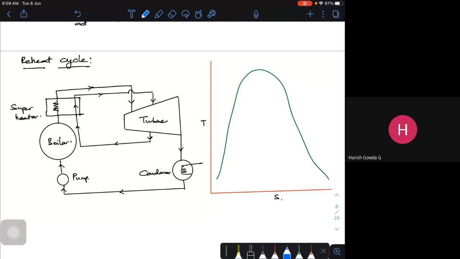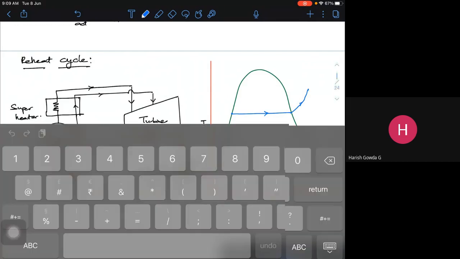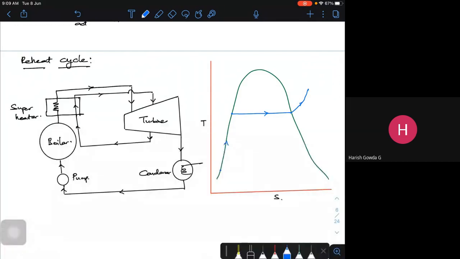So how will the heating take place? The heating will take place in this direction, maybe from this particular point. I'll call that point later on. Now this will go to a particular point, and then it goes to your superheated condition. Then it gets expanded here to a particular condition. It may be near dry, so after expansion this will come to a near dry condition.